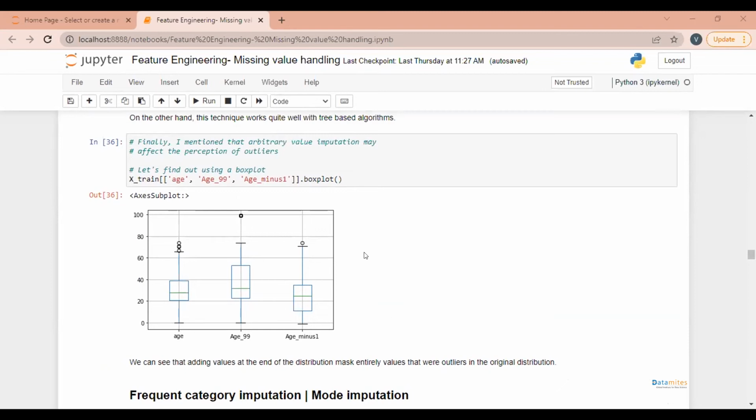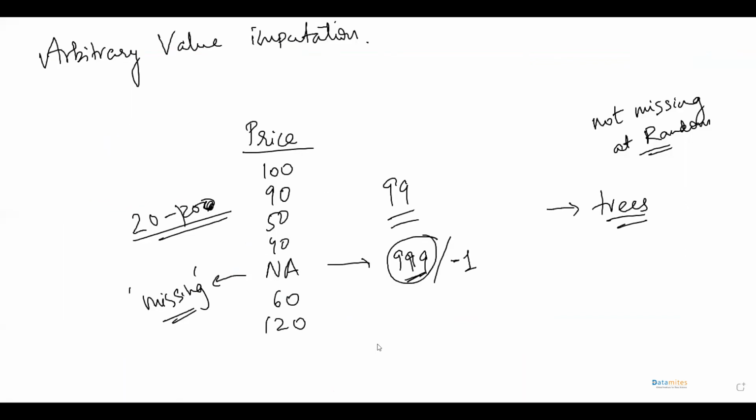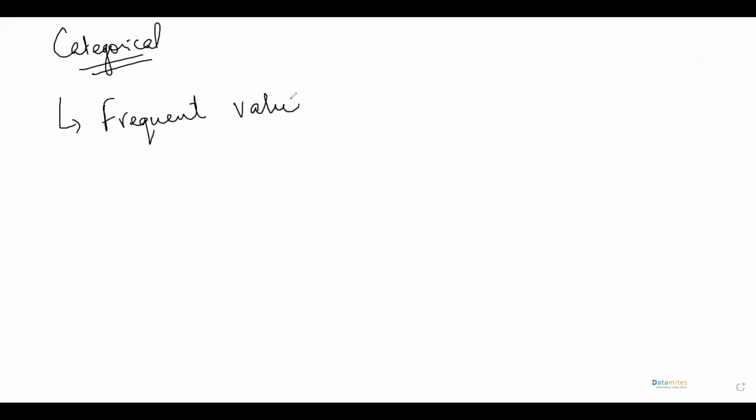Next technique that we will be discussing is for categorical variable imputations. These were for numerical ones. The next one we have is for categorical data type. The first one is frequent value imputation, or in simple terms, you can say mode imputations also.